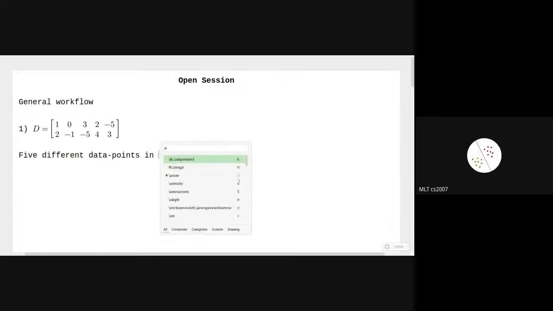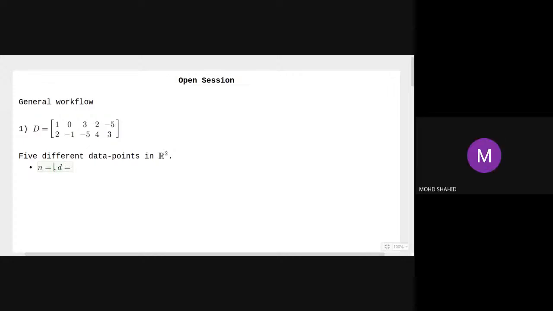So we have 5 data points in R2. So what is the value of N and D? N is equal to 5 and D is equal to 2. Okay, so this is step one, right? This is generally given to you, or at least you start with this.